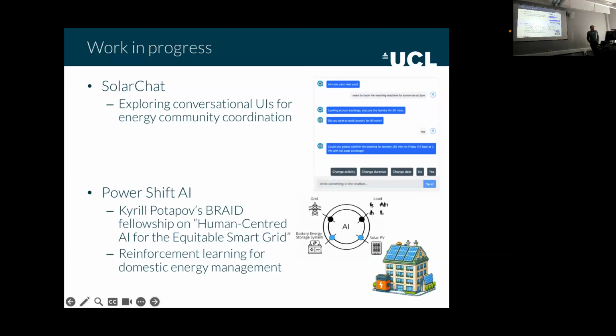So one project is called Solar Chat, which is in collaboration with Matthias Giudici, who was a PhD student at UCLIC visiting from Milan, and is a supervisor in Italy. Basically we replaced the graphical interface of Solar Club with a chatbot. We did this for 2 reasons.